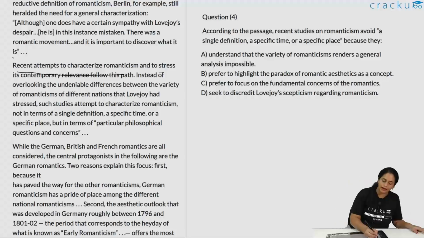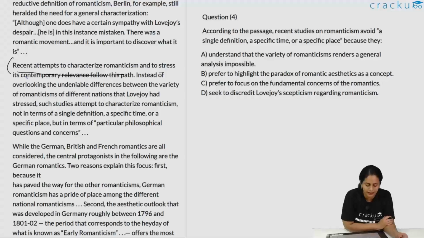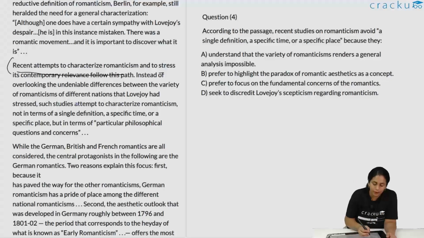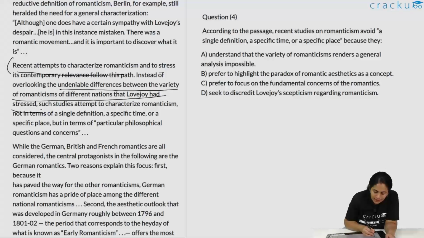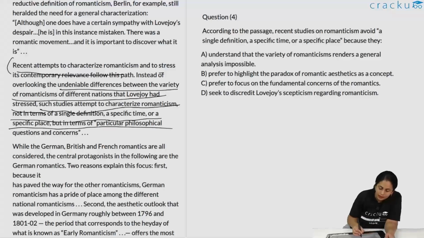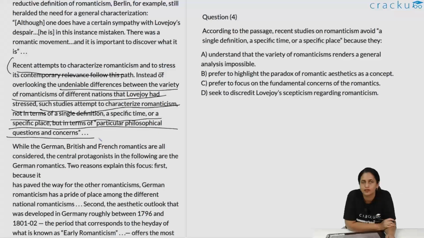So you look at the paragraph which is involved. Over here the author is saying, instead of recent attempts to characterize romanticism and to stress its contemporary relevance, follow this path. Instead of overlooking the undeniable differences between a variety of romanticisms and the different nations that Lovejoy had stressed, such studies attempt to characterize romanticism not in terms of a single definition, a specific time or a specific place, but in terms of particular philosophical questions or this.